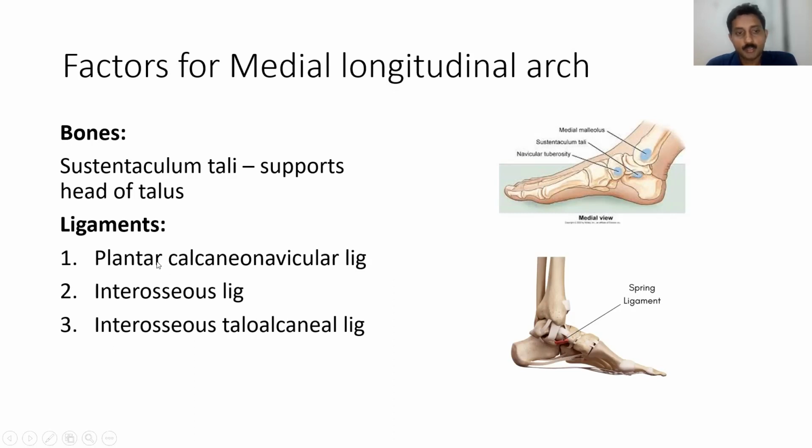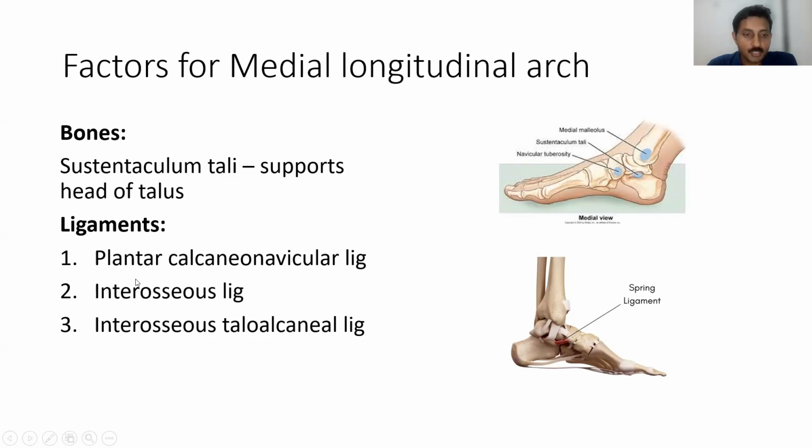Okay. Now, plantar calcaneonavicular ligament, which is otherwise called the spring ligament. So here on the plantar side, between the calcaneum and navicular, along with the talus. But talus is not participating. It is between the calcaneum and navicular. So it's called plantar calcaneonavicular ligament.